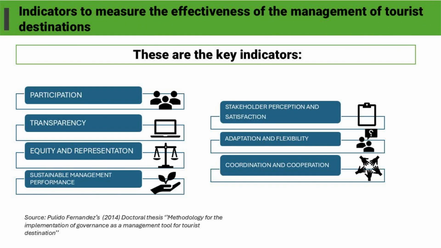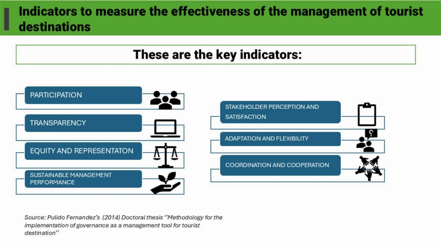Now we are going to explore the types of key indicators and reflect on their application. To do so, we will rely on a structured methodology to implement and evaluate tourism governance, considering integrated destination management and the active participation of multiple stakeholders. There are 7 indicators: participation, transparency, equity and representation, sustainable management results, perception and satisfaction of stakeholders, adaptation and flexibility, and coordination and cooperation. Now we'll proceed to explain each one.